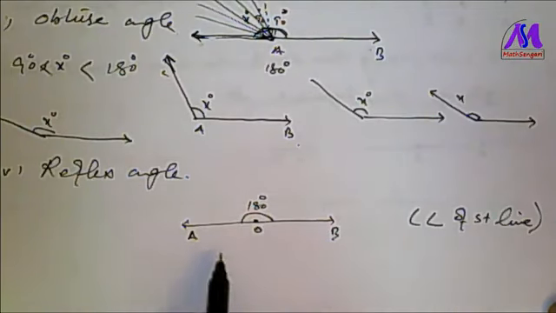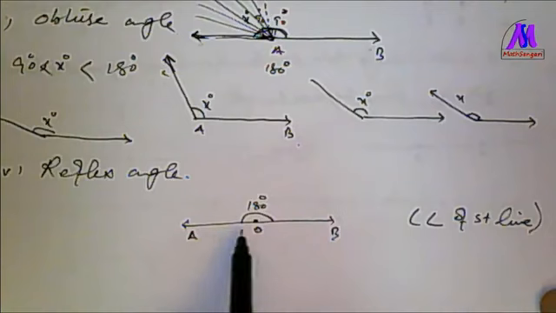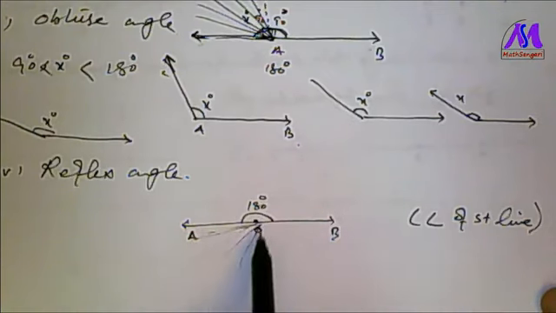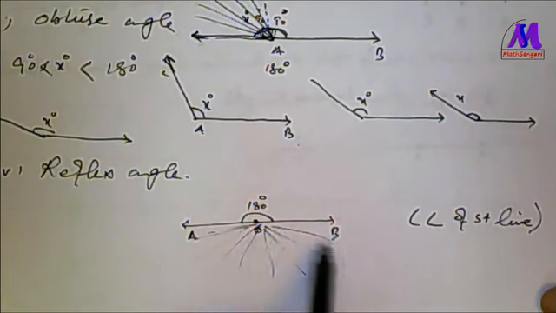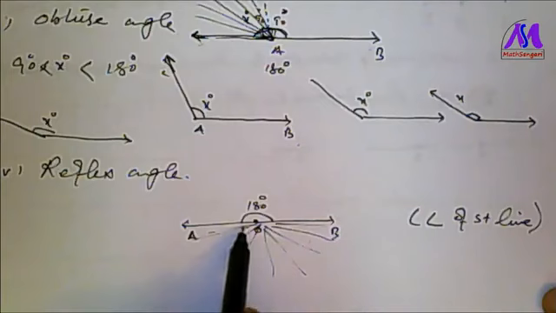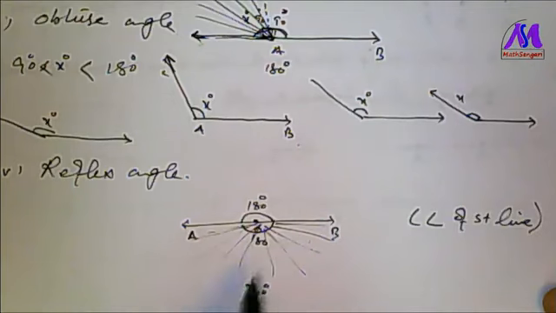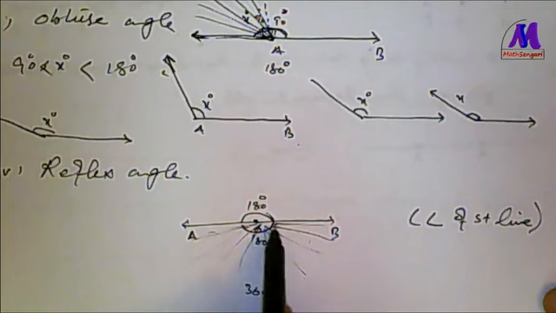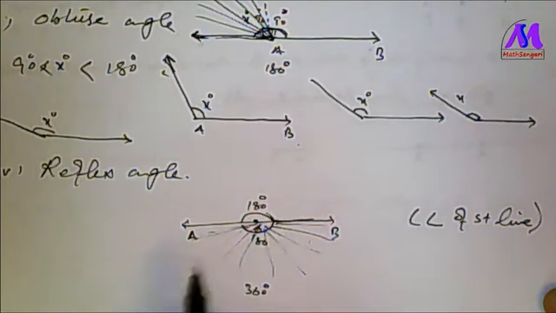So here the angle will be greater than 180. Maybe here, maybe here, maybe here. But remember, less than 360. Why 360? Because this side is also equal to 180 degrees. So 180 plus 180 will be equal to 360 degrees. So here will be the total. If we go round the angle, then it will become 360 degrees.